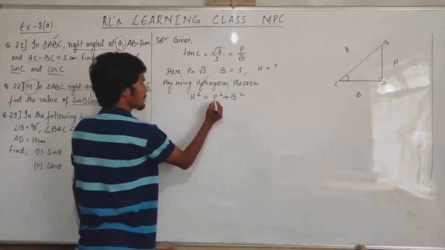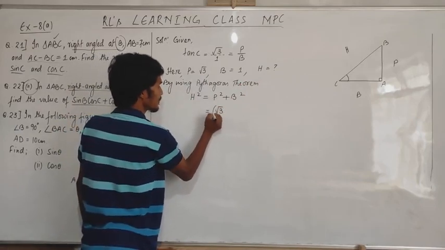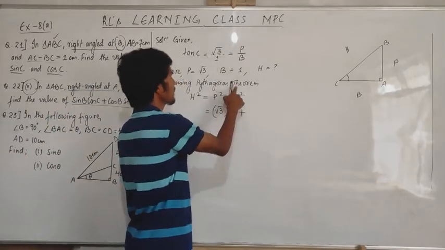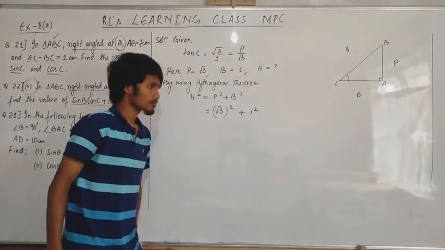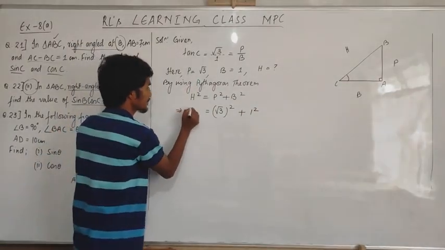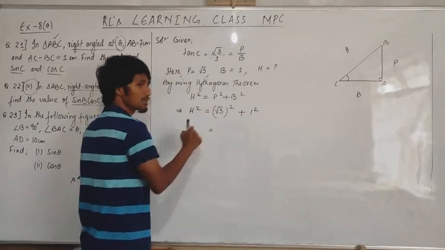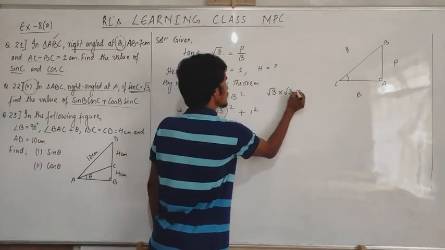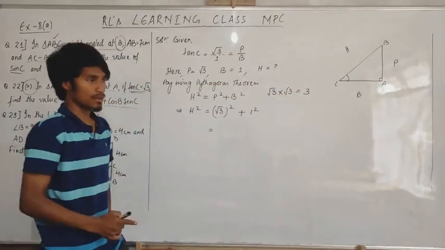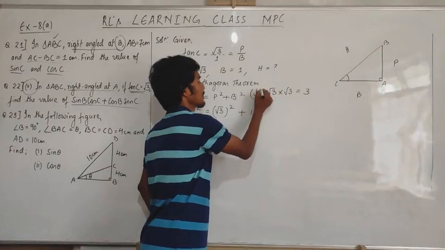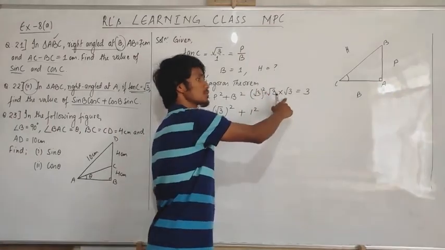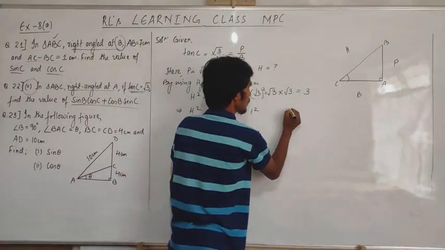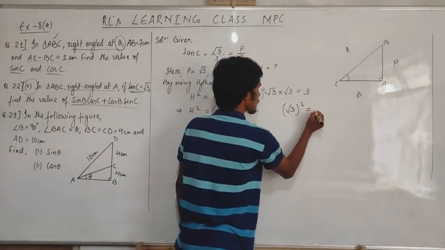Here P is equal to root 3, so I put here root 3 whole thing square, plus base, which is 1, so 1 square. And this is h square. Root 3 whole thing square will be 3. Remember that: root 3 into root 3 is equal to 3. Root 3 whole thing square is root 3 into root 3, which is equal to 3. The meaning of this root 3 I will show you.